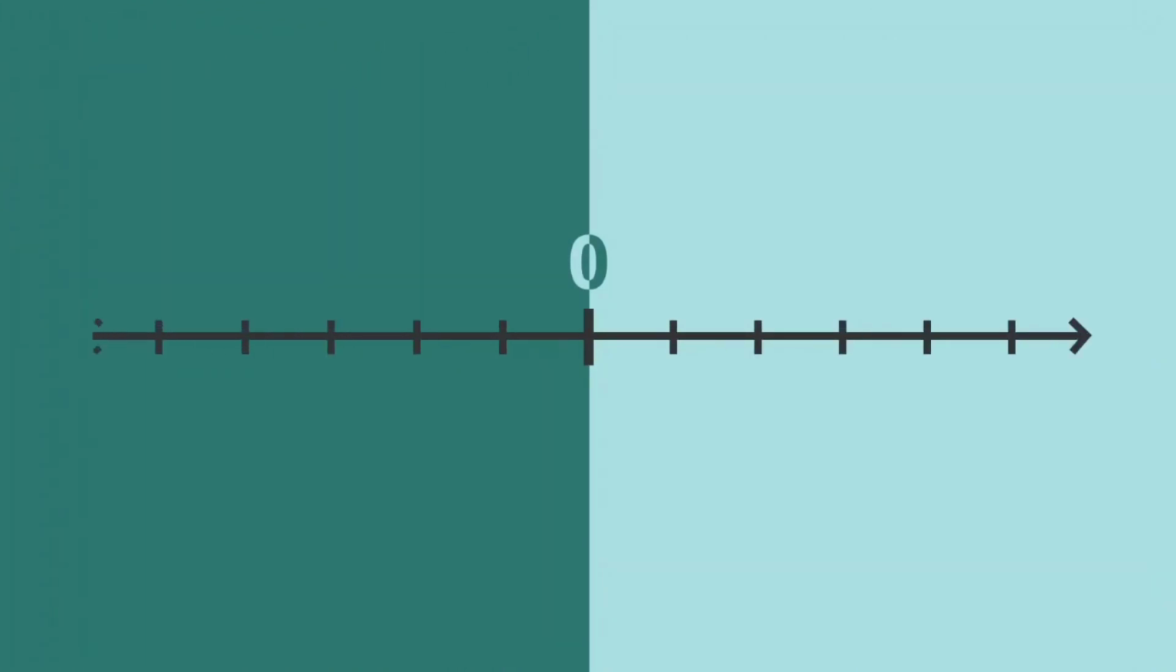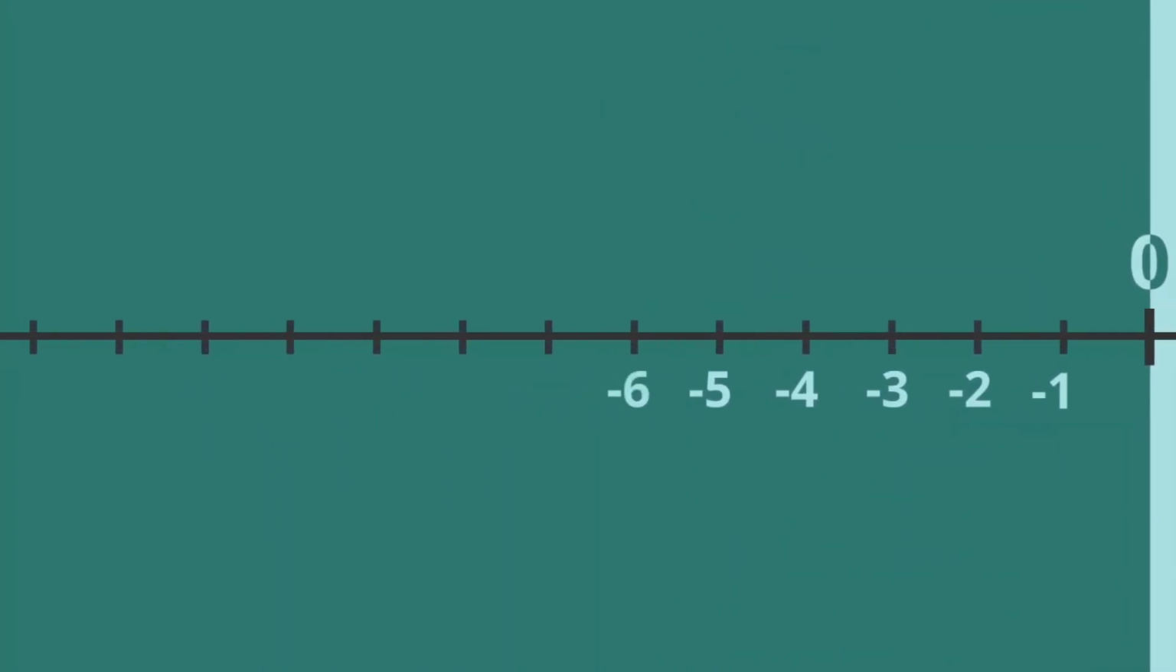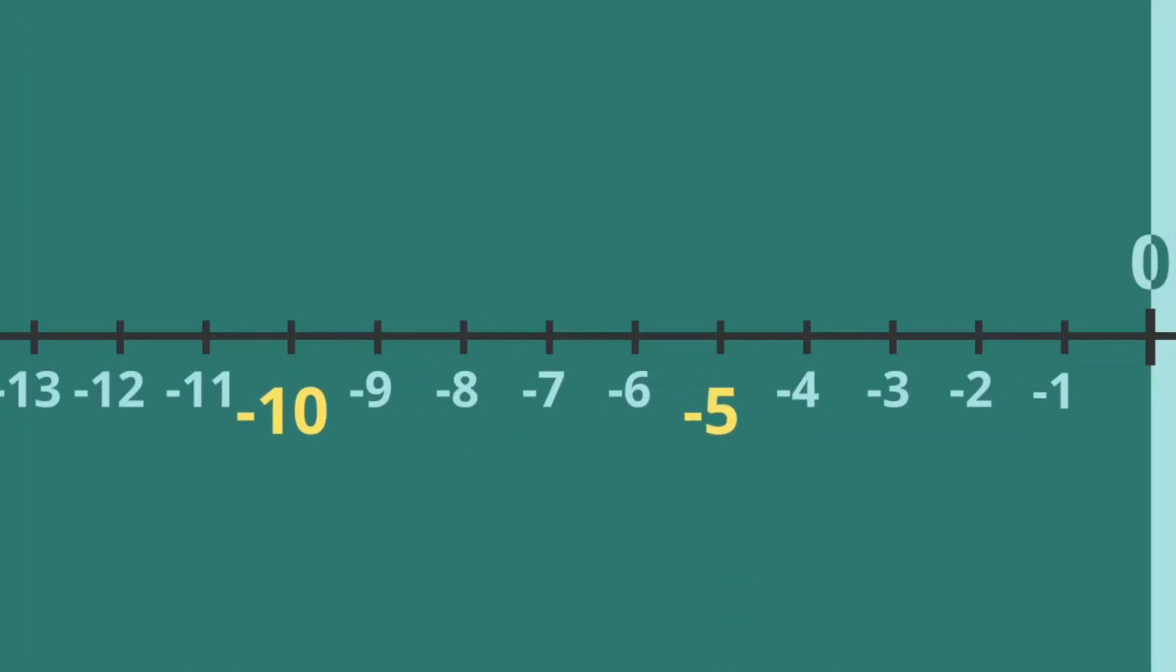To understand negative numbers even more, let's look at a number line. For every positive number, there is a negative number. Negative numbers can also be thought of as the opposite of a positive number. So, the opposite of 5 is negative 5. You might also notice that as we go further down the number line, the negative numbers appear to get larger. However, the numbers are really getting smaller. For example, negative 10 is smaller than negative 5.